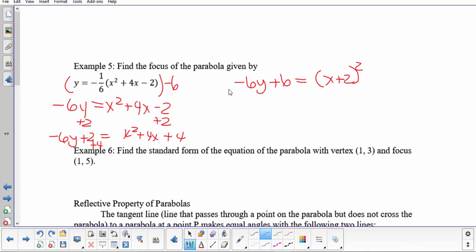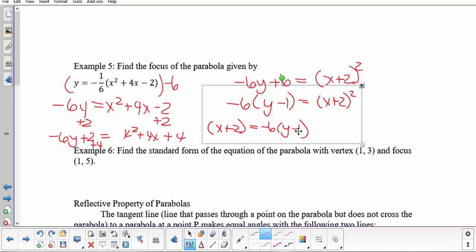In order to continue to make this match what our equation needs to look like, remember it's 4p times y minus k. So we have to factor the 6 out of both terms. So we'll get negative 6 times y minus 1 equals x plus 2 squared. If we want, we can rewrite this as x plus 2 squared equals negative 6 times y minus 1. So now it exactly matches what's on our other page.